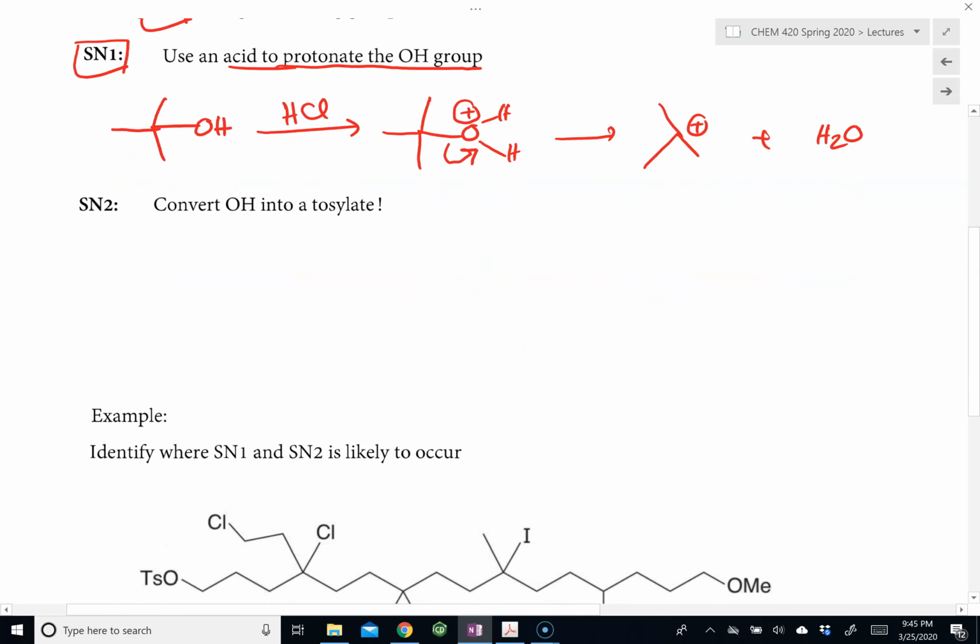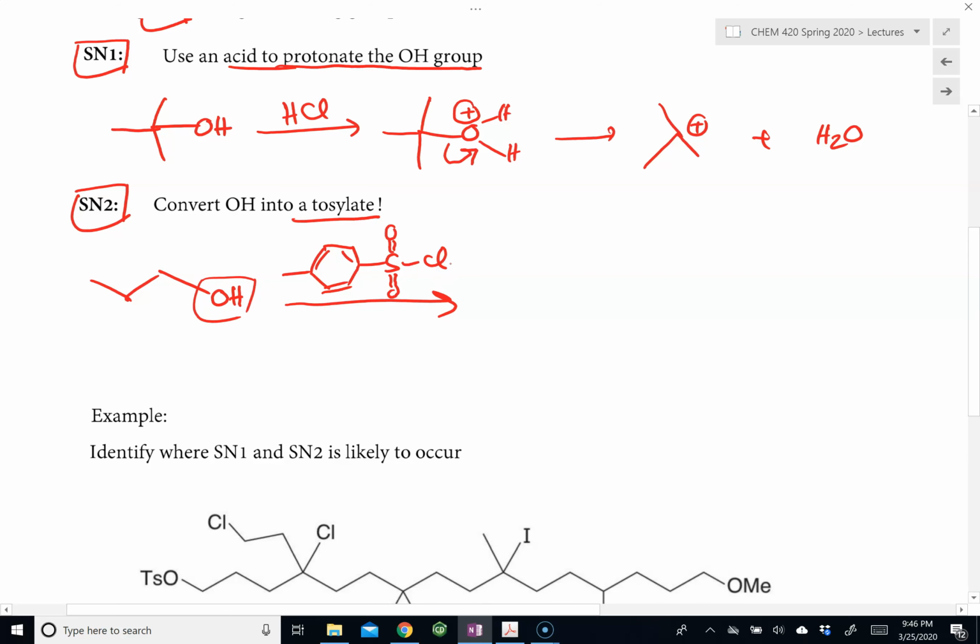And another method is to convert a hydroxy group into a different group, in this case a tosylate group. And this will be something that we would do if we were to do an SN2 reaction. For an example, let's say we have this alcohol. This alcohol right here, again, the OH group is not a good leaving group. But if we were to now take this and react this with a reagent that we call tosyl chloride, and the structure of tosyl chloride is as follows, in the presence of pyridine, which is a solvent.